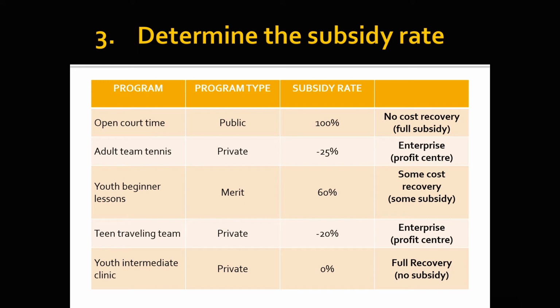So in terms of those different subsidy recoveries, or how you actually go about this, it means that the public one, the open court, has no cost recovery. It's fully subsidized. The adult team tennis would be an enterprise or a profit. Youth beginner lessons, there's some cost recovery, but there's also some subsidy. The teen traveling team is an enterprise, we're going to make profit. And finally, the youth intermediate clinic will be full recovery, but no subsidy.